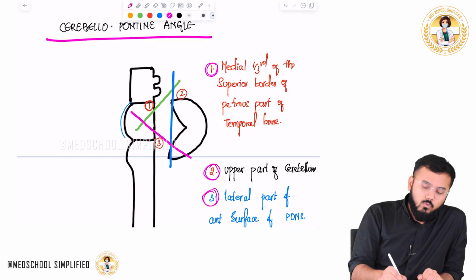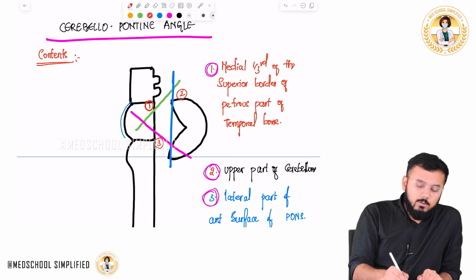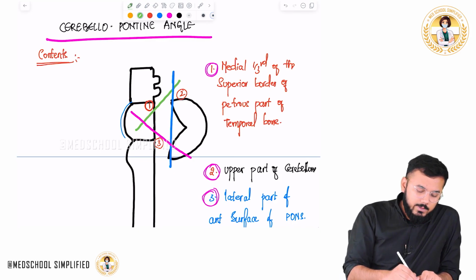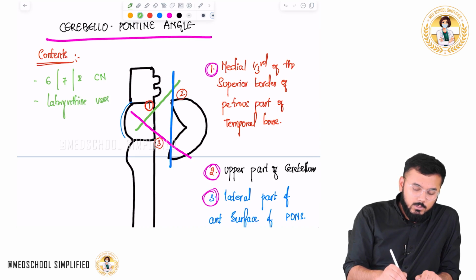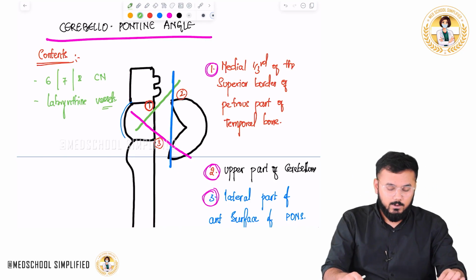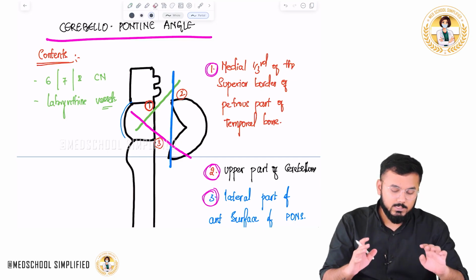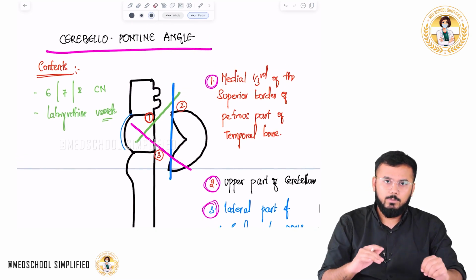Now let us discuss what the contents of this cerebellopontine angle are. Can anyone tell what the contents of the cerebellopontine angle can be? There are contents like the 6th, 7th, and 8th pairs of cranial nerves. Not only the 6th, 7th, 8th, there are also labyrinthine vessels. So along with the 6th, 7th, 8th cranial nerves, there are also labyrinthine vessels. These are some of the important things which you need to know regarding the cerebellopontine angle, guys.